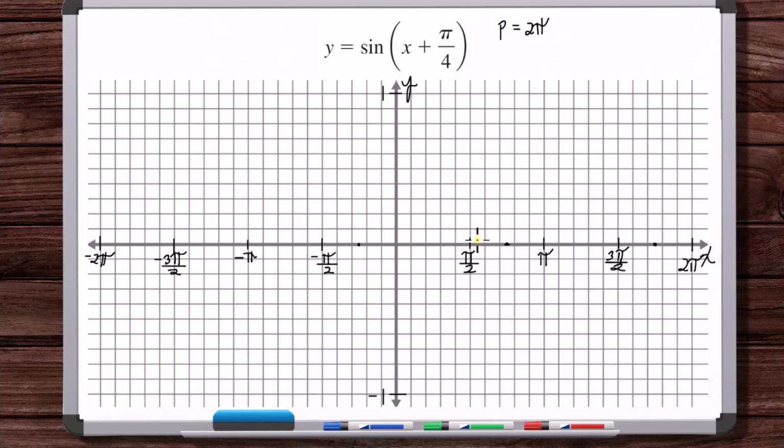All right. At the quarter point, there's been no flipping about the x-axis, so at the quarter point, we're at the positive amplitude. And at the 3/4 point, we're at the negative amplitude. Okay. Let's draw the curve.